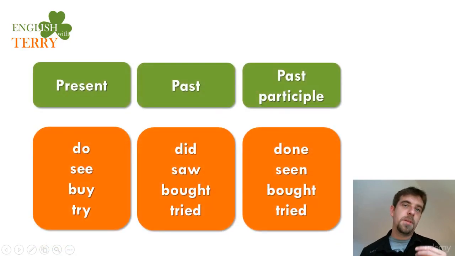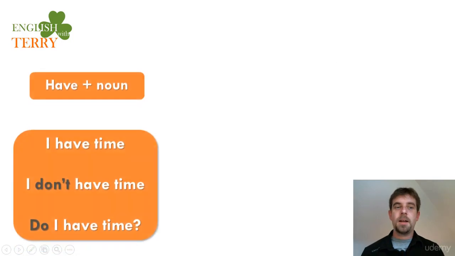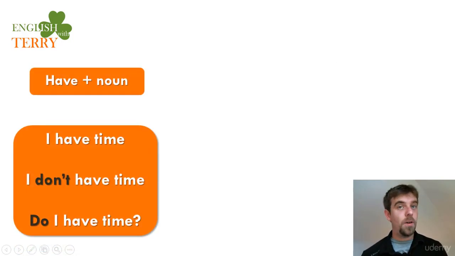So, when we have the basic system of English, you have the present tense: do, see, buy. The past is did, saw, bought. And the final box, the third box, the past participle, is words like done, seen, bought, and tried. Now, when we have the verb have with a noun like time, the positive is I have time. The negative is I don't have time. And the question is, do I have time?